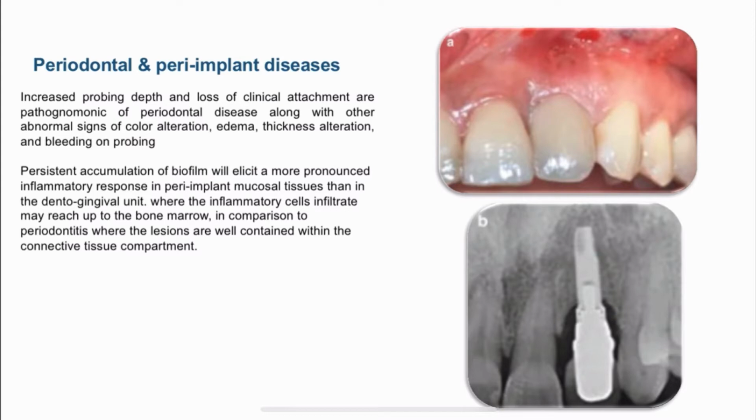Signs of redness, edema, thickness alteration, increase in probing depth, and bleeding on probing are all pathognomonic of both of the diseases, although bleeding on probing is more reliable around teeth than it is around implants. This is a clinical presentation of a patient who was diagnosed with early periodontitis, and this is his picture on taking X-ray. We can notice how the radiolucency or the inflammation is extending up into the bone marrow of the bone.